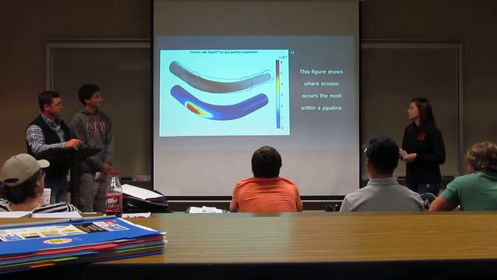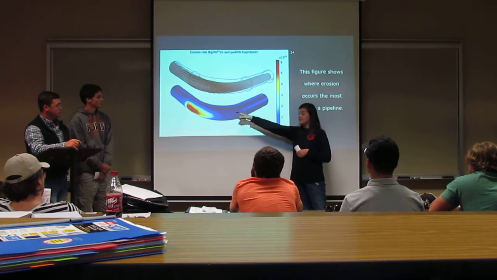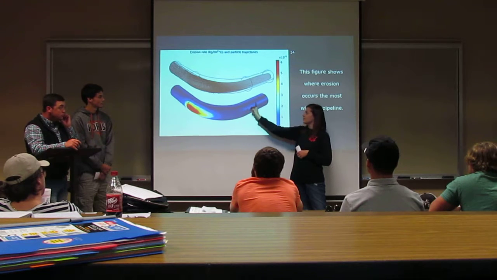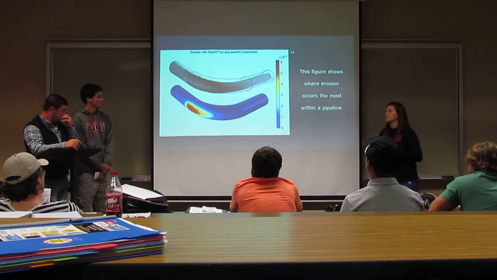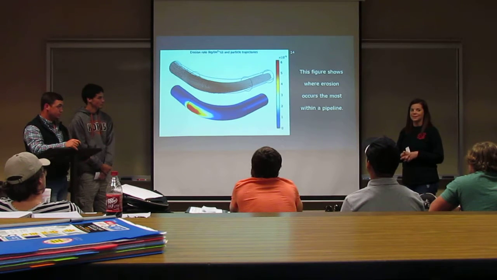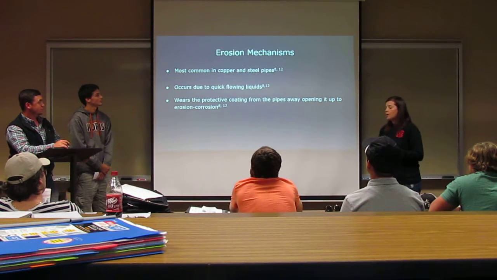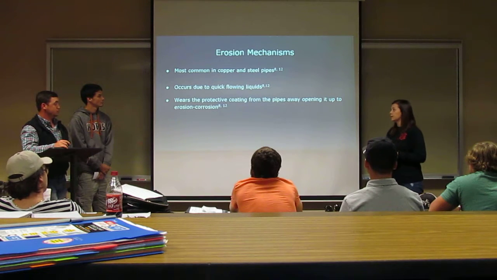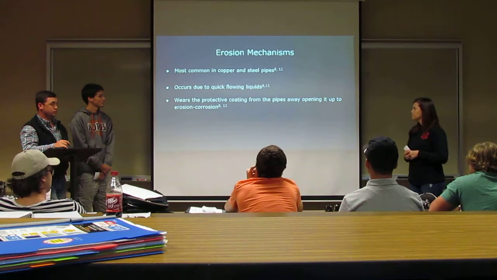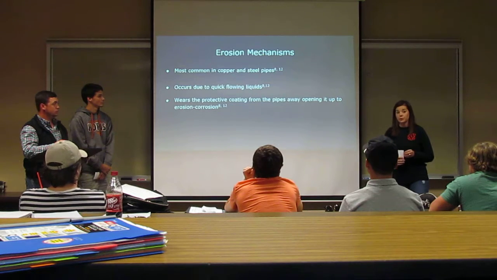And this figure also shows where the erosion is going to occur the most. It commonly occurs within the bend of a pipeline rather than at the straight. When it's straight, you have less chance of the erosion happening, whereas when you have lots of curves, you're going to get more erosion. It's most common in copper and in steel pipelines. It occurs due to quick flowing liquids, and it wears away the protective coating from the pipes, and it leads into erosion corrosion.